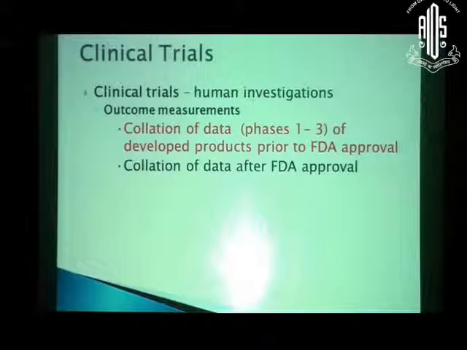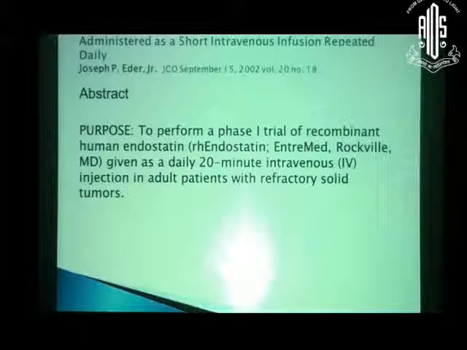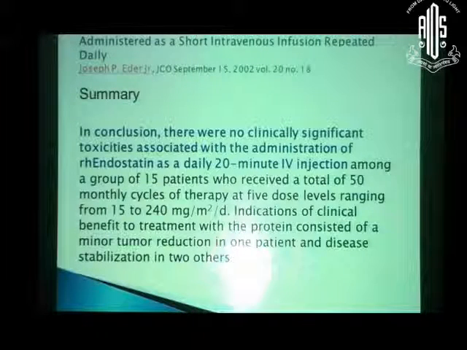Now we're going into clinical trials, clinical trial type of papers. Collation of data, different phases, 1 to 3, of developed products prior to Food and Drug Administration approval, which has some impact around the world. So here, this is phase 1 clinical trials of recombinant human endostatin. Well, it gives the purpose in the abstract that they're injecting recombinant human endostatin intravenously to see how it does with refractory solid tumors. And in the summary, it says that there were no clinically significant toxicities. Okay, that was from their investigations.